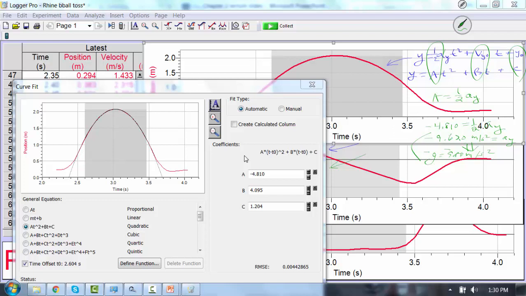All right, so it looks like this is showing us our acceleration is negative 9.620 meters per second squared. And the question is, is this a good fit for our data? How good is our fit? Well, the fit actually is going to be shown by how well your data passes through your curve, and I'm going to hit OK on this in a second. You'll see how well it fits. But if you look at this value down here called the RMSE, that's called the root mean square error.